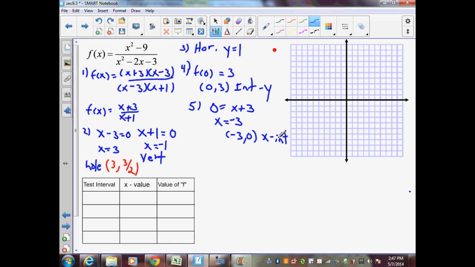So that would be (-3, 0) for my x-intercept. Now let's plot some information on my graph. Let's begin with my vertical asymptote. I have a vertical asymptote x equal to negative 1. Horizontal asymptote at y equal 1. I have a y-intercept at (0, 3), and an x-intercept at (-3, 0).